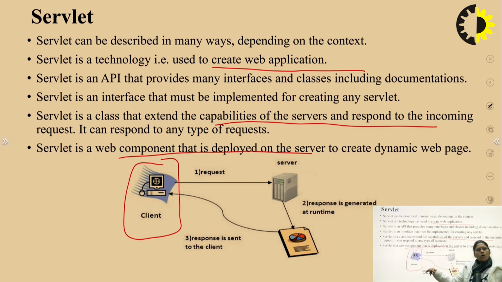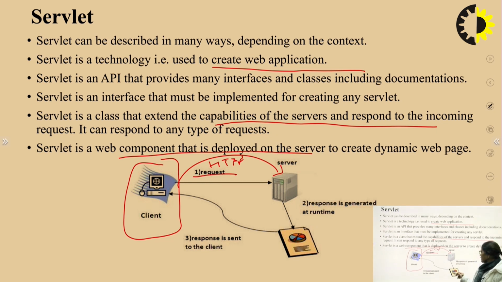Firstly, the request will go from the client to the server. What type of request is it? It will be an HTTP request. The request is always transferred in the form of an HTTP request, so the HTTP request will be sent to the server.